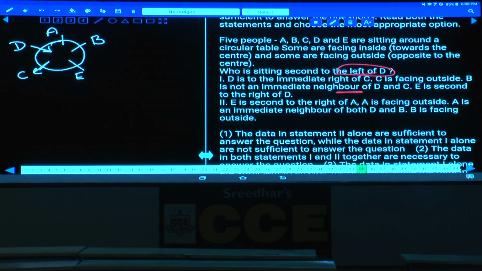Now the question is about what? Who is seated second to the left of D? D is facing towards the center, second to the left of D is B, hence statement 1 alone is sufficient to determine the answer. Done? Then condition number 2.